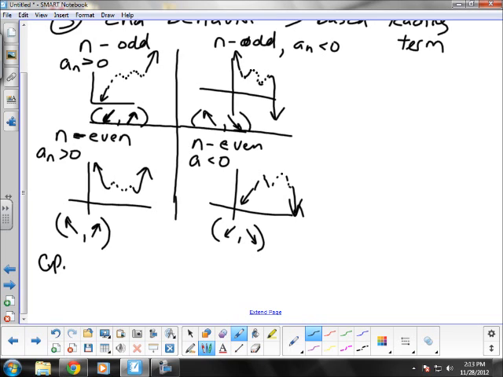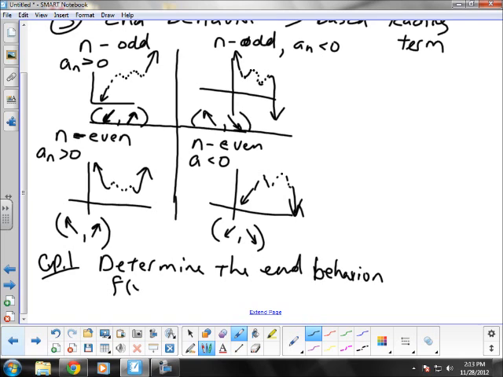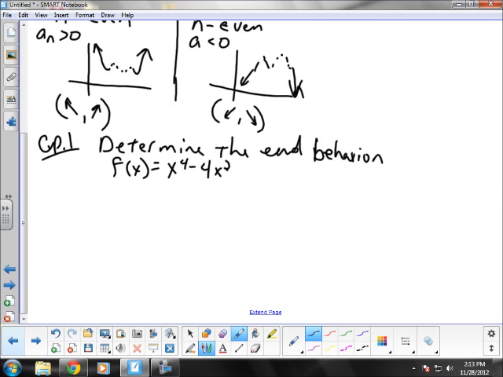So checkpoint 1. They want us to determine the end behavior of f of x equal to x to the 4th minus 4x squared. Determine the end behavior. Remember, I look at just the leading term. So which one's the leading term? X to the 4th. The exponent, that's what I look at first, is that an odd or an even number? It's even. So the degree is even.